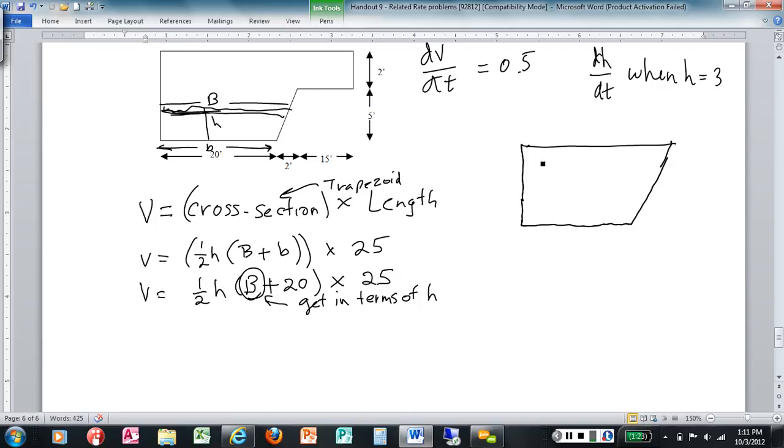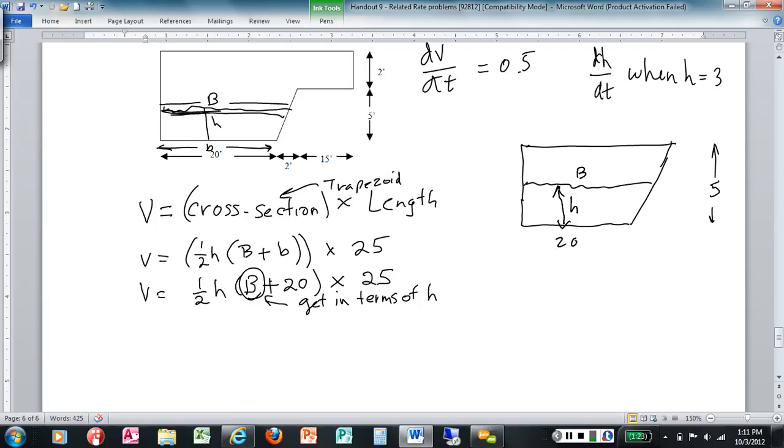Okay, where this whole thing is the 5. But my water level is coming in here, that's my H. And that's my big B. Right there, little b, of course, that's 20.